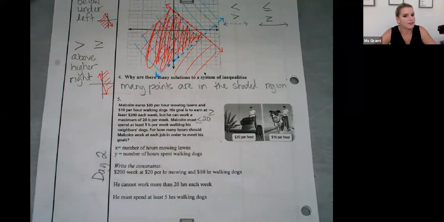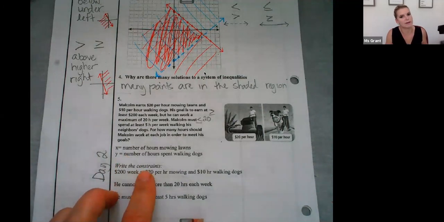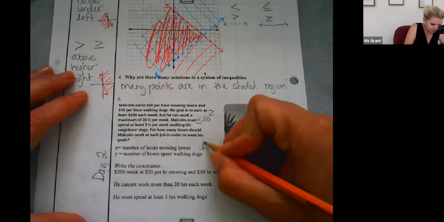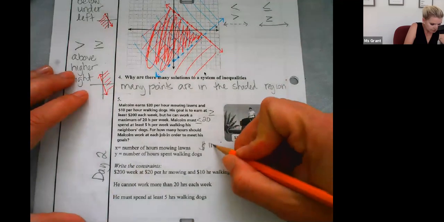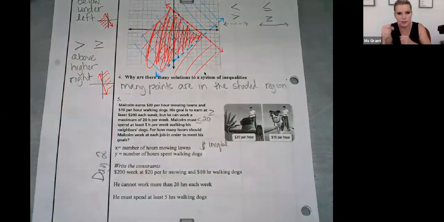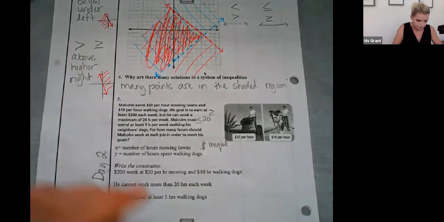Malcolm must spend at least 5 hours per week walking his neighbor's dogs. For how many hours should Malcolm work at each job in order to meet his goals? So we're going to do that X is the number of hours mowing lawns. Y is the number of hours walking dogs. So the first one I'm going to do is a money inequality. Talk about all the money. His money from mowing lawns, his money from walking dogs, and his $200 that he wants to make. So here we go.